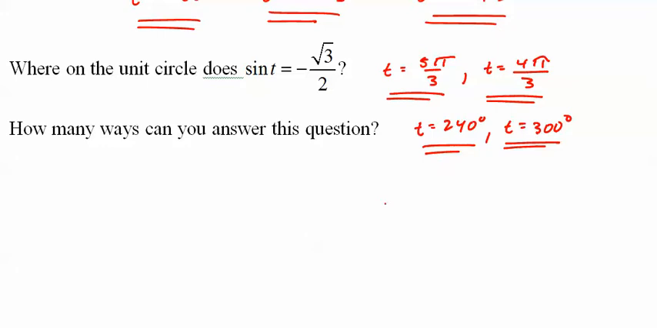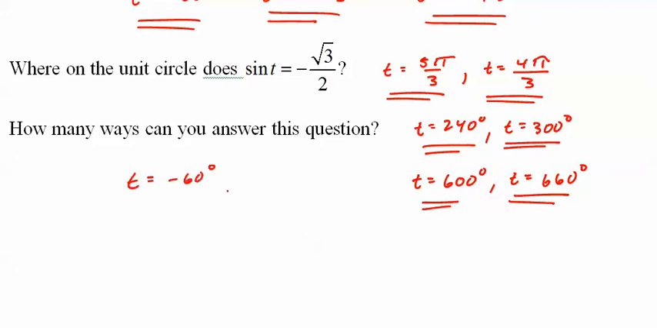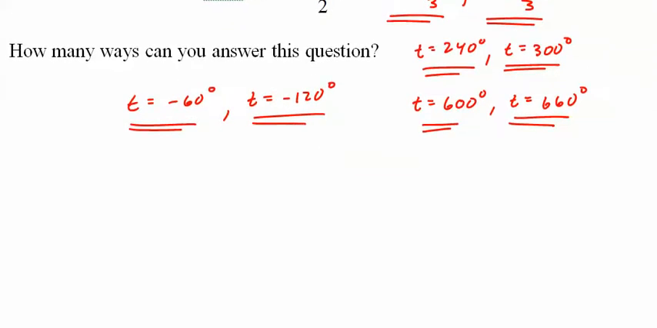You could wrap around twice. I already did it once with radians. You could do t equals 360 plus 240, which is 600 degrees. T equals 660 degrees. You can do negatives: t equals negative 60 degrees, t equals negative 120 degrees. All of these are correct answers. I need to give you much more information for you to answer these.